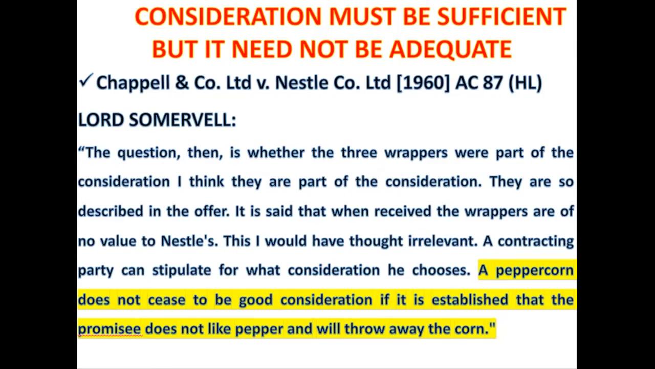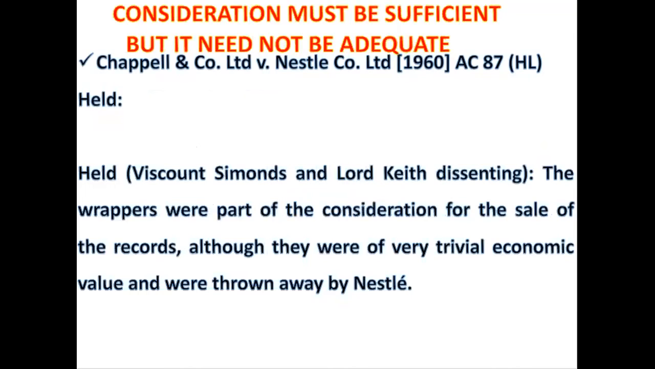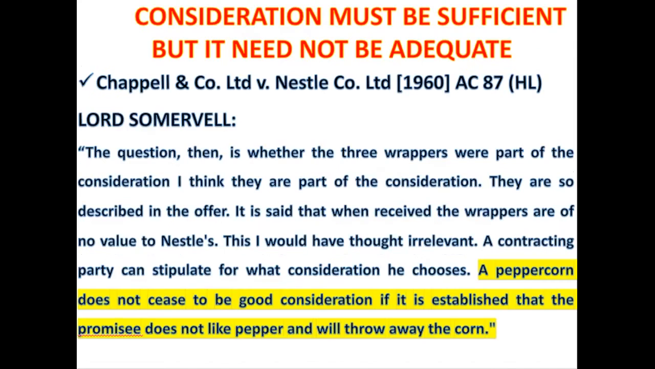Because as we are told, a peppercorn does not cease to be good consideration if it's established that the promisee does not like pepper and will throw away the corn. If the whole peppercorn is irrelevant to you, we are told that it will still be deemed to be good consideration. That's why we're told that the wrappers were part of the consideration, even though they were of trivial economic value. So this explains this whole concept to us, that consideration need not be adequate, but it must be sufficient. The court will not be the ones to decide for you what should be the value of your consideration. So long as it qualifies in law to be a valid form of consideration, that is the end. Chappell and Company Limited versus Nestle Company Limited.